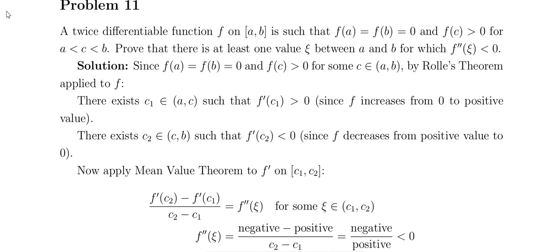Similarly, the function is twice differentiable, with the condition f of a equal to f of b equal to 0 and f of c greater than 0, where c lies between a and b. Then there is at least one value zeta between a and b with f double dash of zeta less than 0. The second derivative is less than 0. So if f is twice differentiable and f of a and f of b are 0, and f of c is greater than 0 for c between a and b, there is at least one value zeta between a and b with f double dash of zeta less than 0.